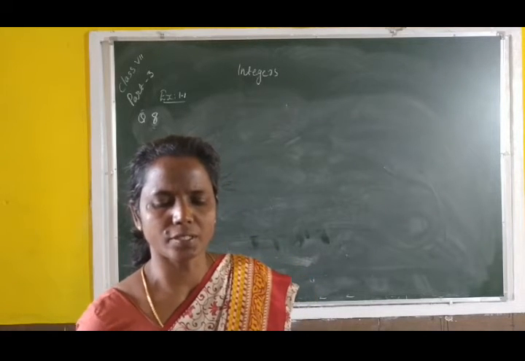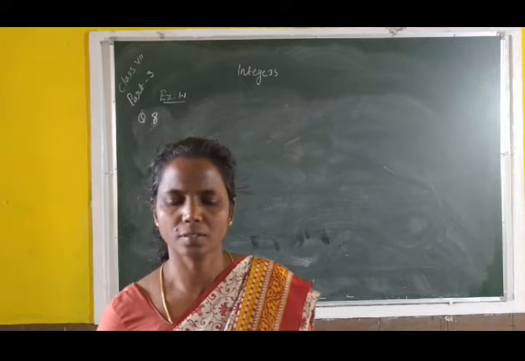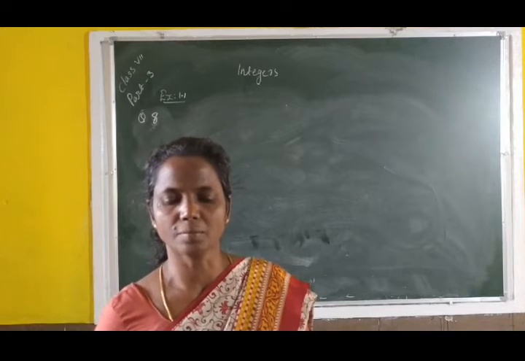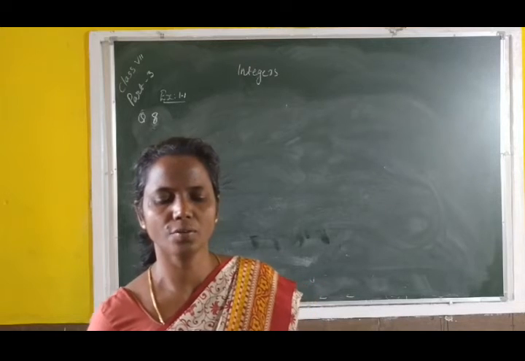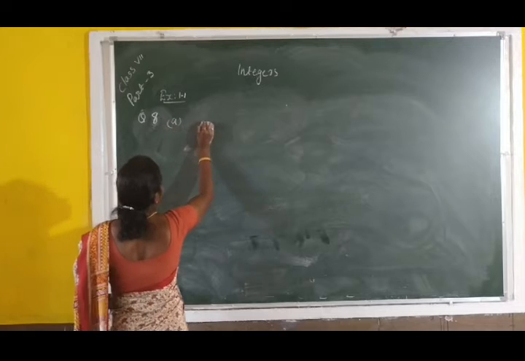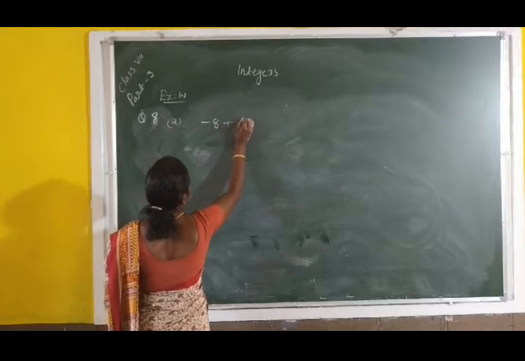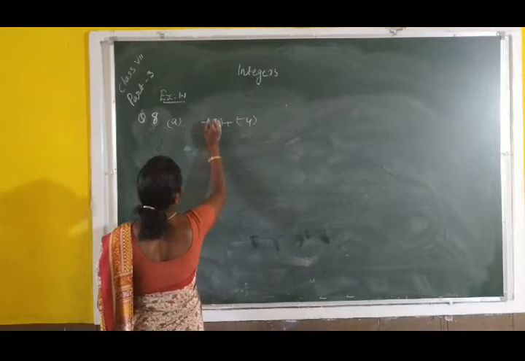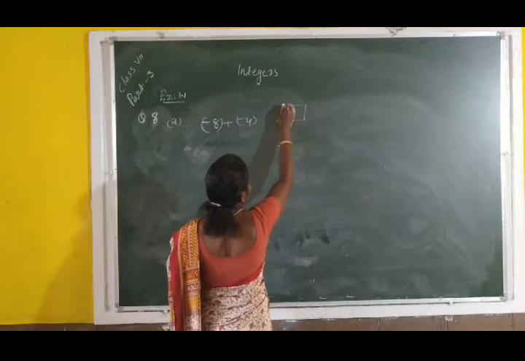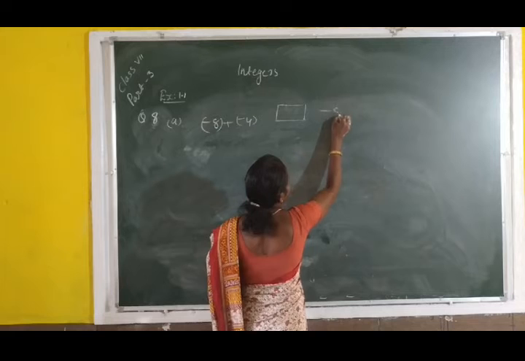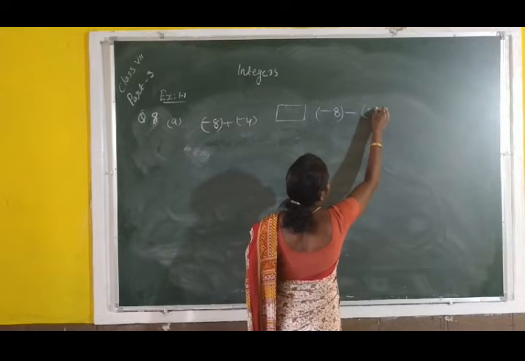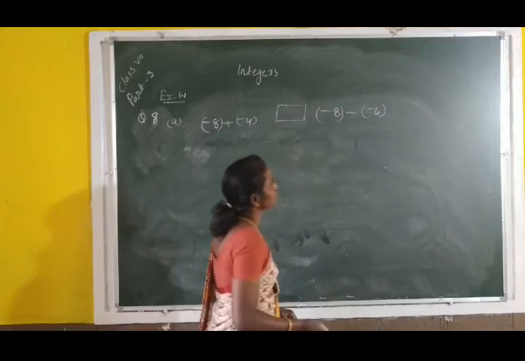Then negative 8 plus negative 4. Then in the box, which sign will come? Look, negative 8 minus negative 4. The question: negative 8 plus negative 4, then one box, and you find that negative 8 minus negative 4.